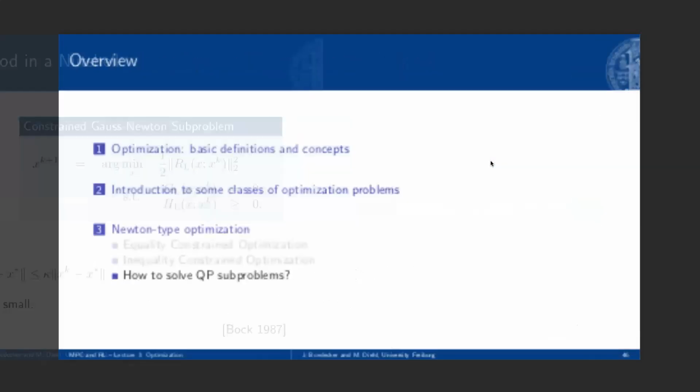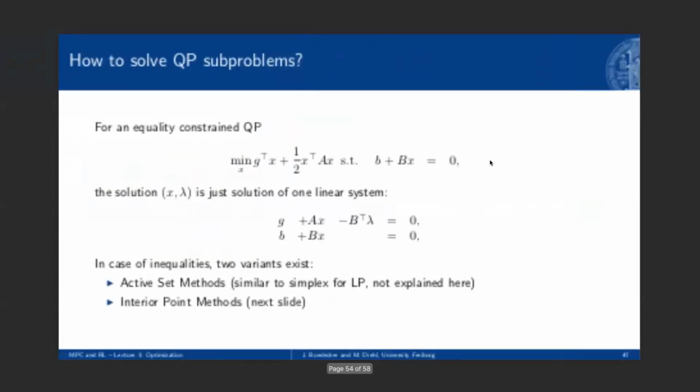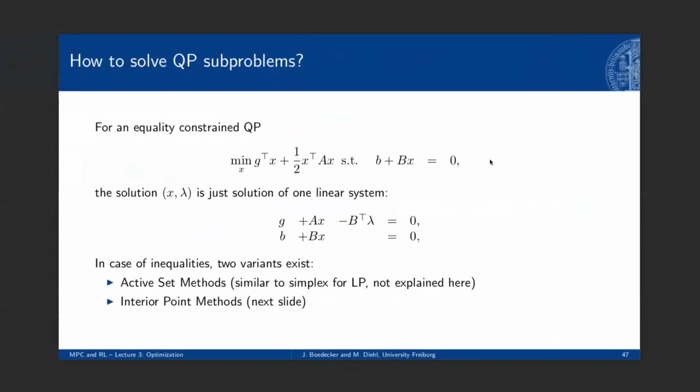But we didn't specify how to solve the QP, so I need to still comment on that. So how do we solve a QP? For equality constraint QP, I said it already, this is easy. You just solve one linear system. Here we have this linear system. You see it's x and lambda, they are the unknowns, and that's it. So I don't talk more. It's a backslash operator in MATLAB, so to say, or some structure exploiting linear algebra.